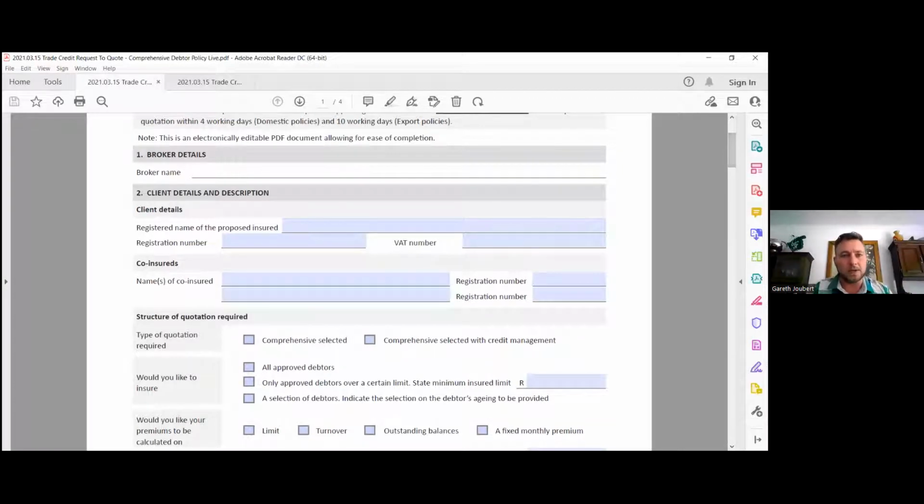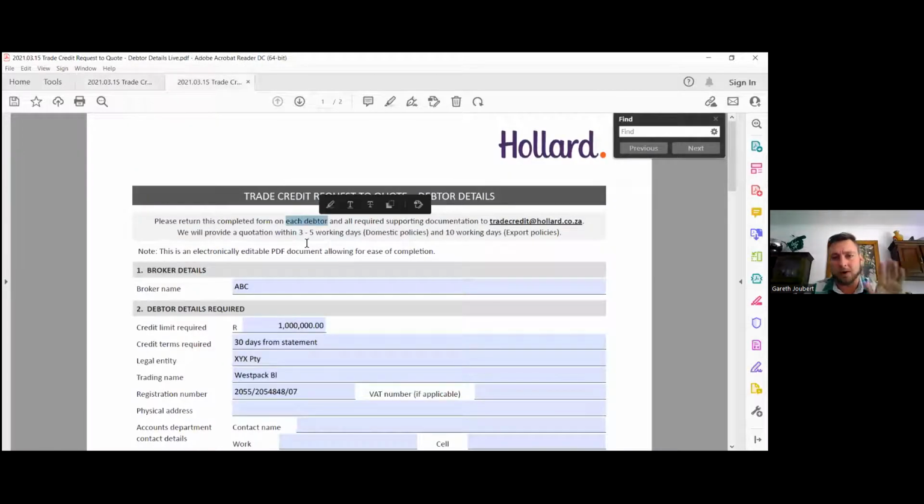I probably should have got into this one first. If we get a request to quote for a single debtor, the credit app or this request to quote debtor details form, after the 3 to 5 days we will come back to you with the quote on that buyer. This is what the buyer is, we're approving this amount of cover, and this is the price. This is the risk we're going to charge. The client then has a choice whether to accept or not. If the client accepts the quote, then the policy is accepted.